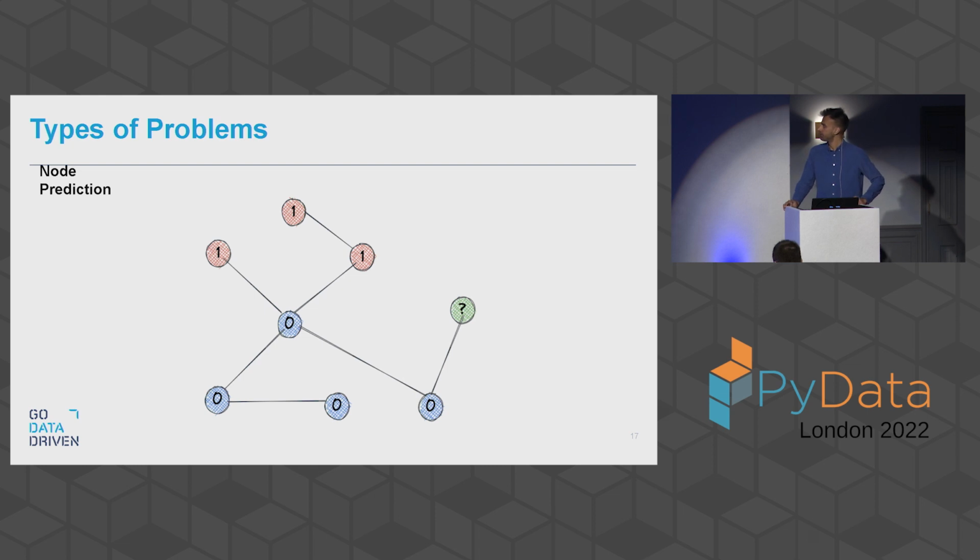So now I want to take a step back out of this use case and talk about what types of problems we can solve once we have a problem defined as a graph. The first one is known as node prediction, where we try to predict something at the node level. Here, for example, is a classification example. Some nodes are 1, others are 0. For the green one on the right-hand side, we want to know which one it is. It can be a real-valued number or a classification.